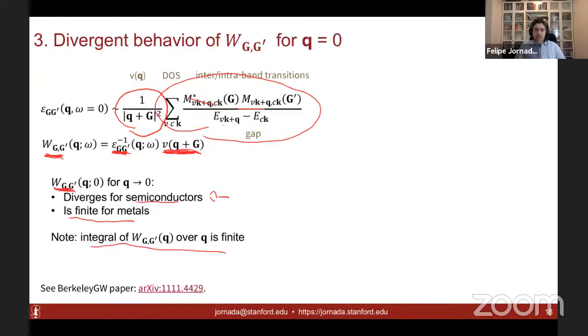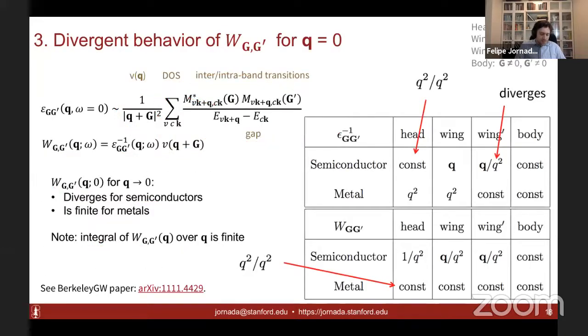To complicate things a little bit more, not only does W diverge, but W diverges in different ways depending on the different matrix elements G or G prime that you're looking into. Just to show how complicated things can be, if you have a semiconductor, G equals G prime equals 0 diverges as 1 over Q squared, but the wing, which is defined as G equals 0 and G prime non-zero, diverges now in a vector form, as vector Q divided by Q squared, and so on. And this also gets more complicated as you deal with semimetals and whether we have two-dimensional, one-dimensional systems, and so on.